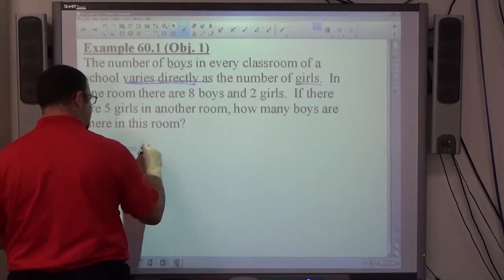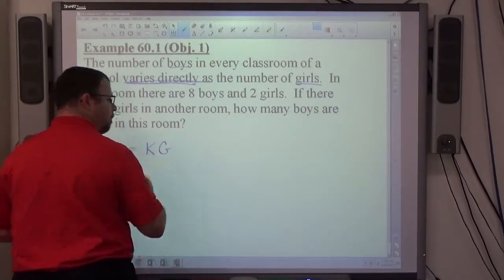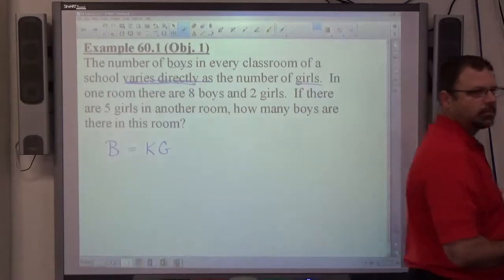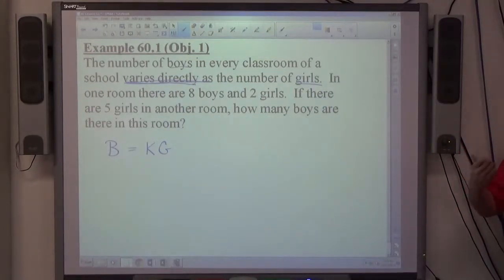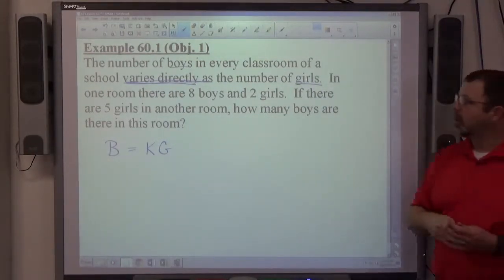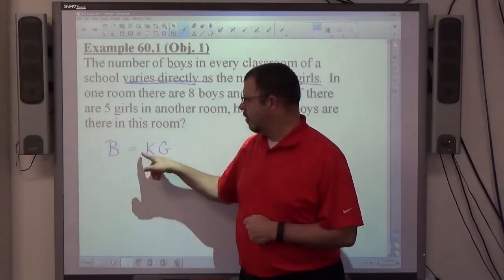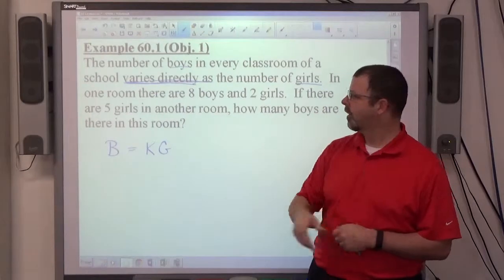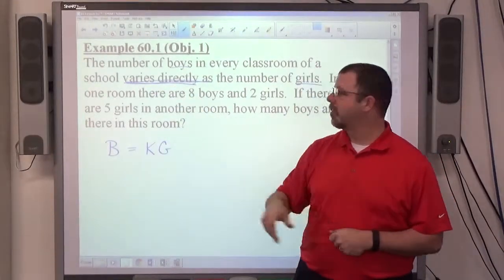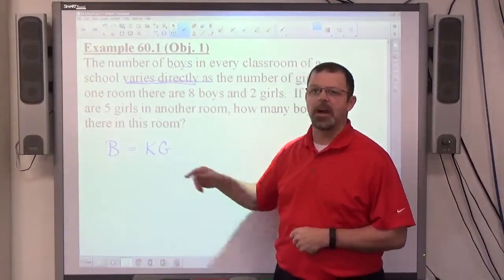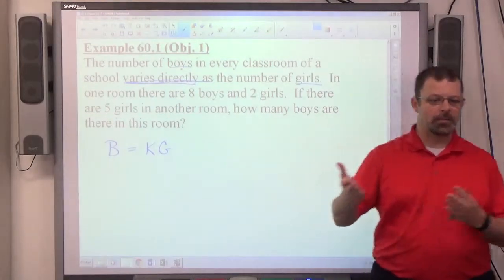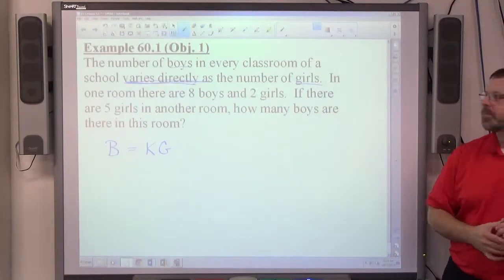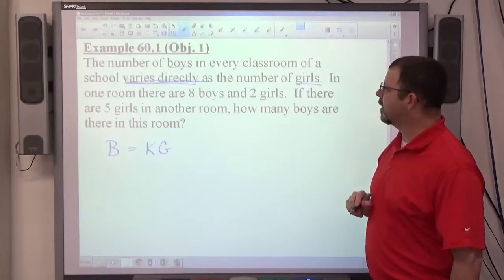So, boys vary directly as girls, B equals KG. Whatever varies, that's what equals. So, boys vary, B equals K, as girls times G. And again, directly it's being multiplied. If it said varies inversely, this would be K divided by G. So again, directly means multiply, inversely means divide. Then we move on and we read the next sentence.